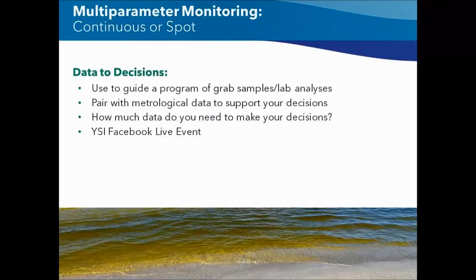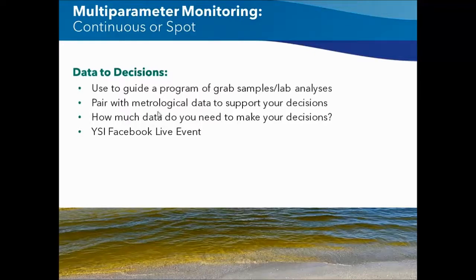So that is the type of data that can help you make decisions. It can help to guide a program of sampling, as I just recommended these data could do. And if you pair it with some of those meteorological data, it can help support decisions you might need to make for treatment of the water or for putting a posting up. But there is always this question about how much data you need to make your decisions, and that boils down to deciding whether you need to do continuous monitoring like I showed you, or whether you might be able to get by with more of a spot monitoring approach.